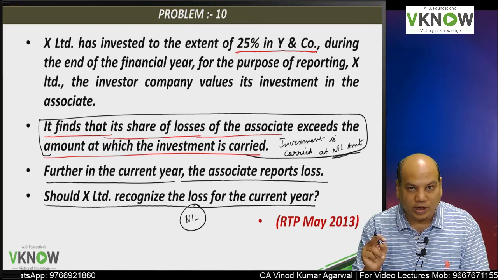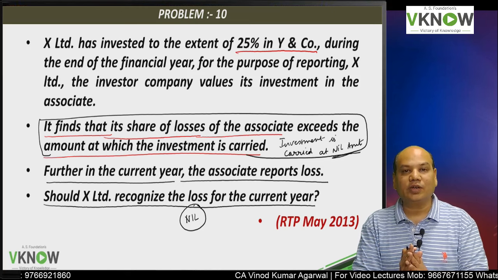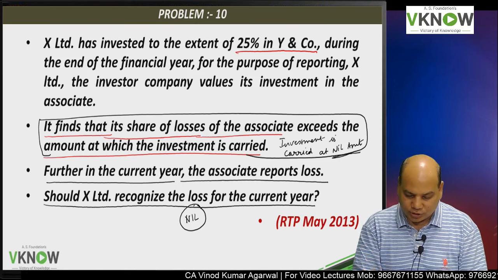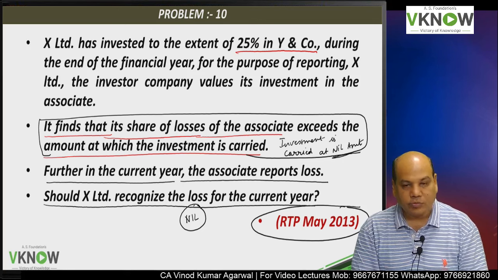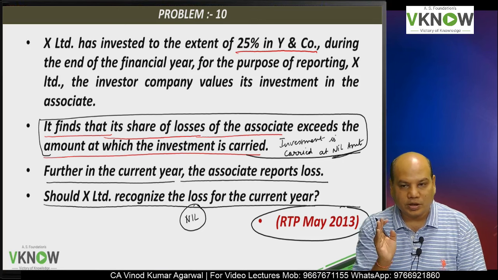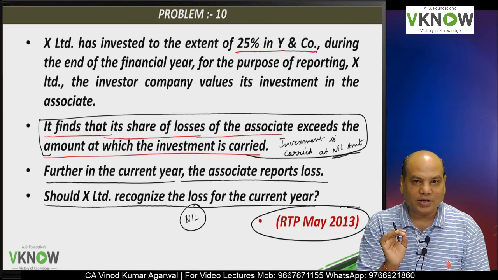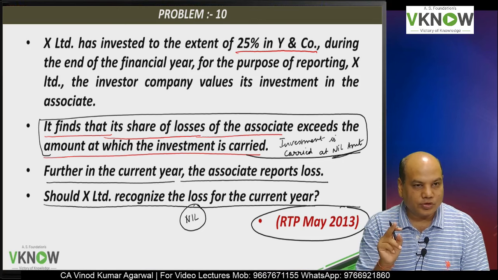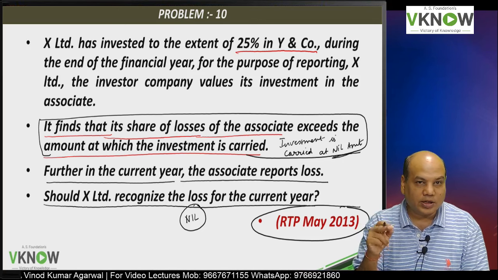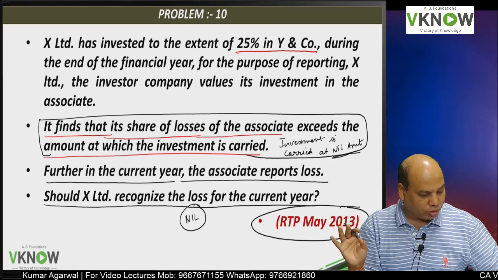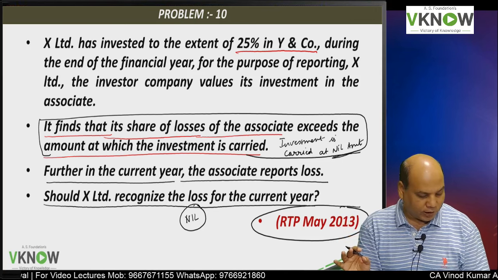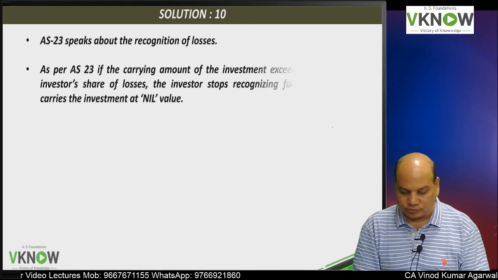Additional losses will be provided only if the investor has incurred an obligation or has given guarantee on behalf of the associate. This question was taken from RTP May 2013. And for all such questions where the share in loss exceeds the carrying amount, you will write two things. First, you will write investment will be carried at nil value, but then you will also write a note that additional loss can be provided. That note was given in question number 4 and question number 5. So, the same note you will mention here also.